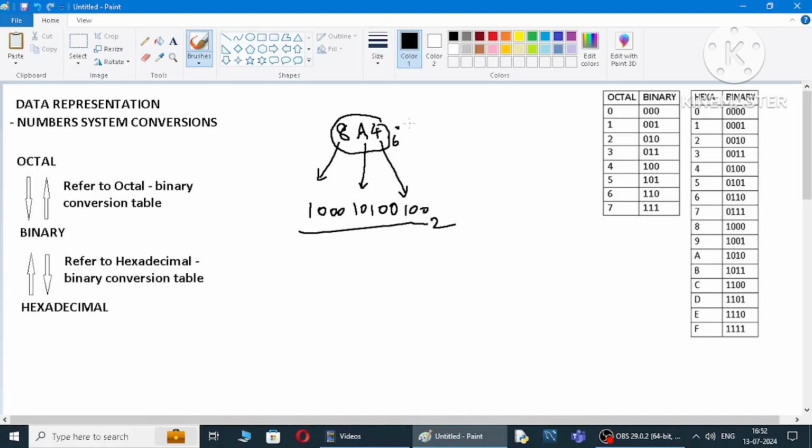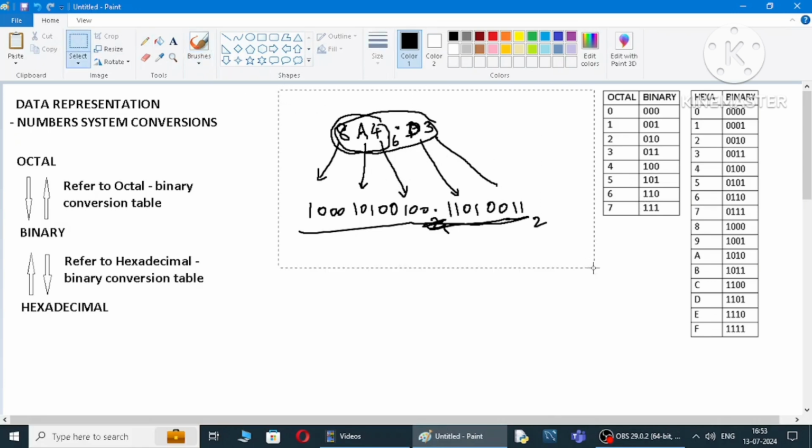Suppose you have dot D3. So, you will continue with a dot. What is the equivalent of D? 1, 1, 0, 1. What is the equivalent of 3? 0, 0, 1, 1 to the base 2. So, this is the binary equivalent of the given hexadecimal number. Any hexadecimal number, refer to the tabular column and take the equivalent of the binary. Now, how to convert a binary number to hexadecimal?